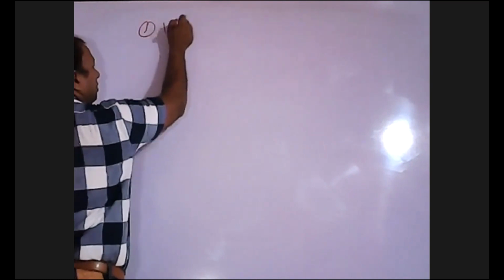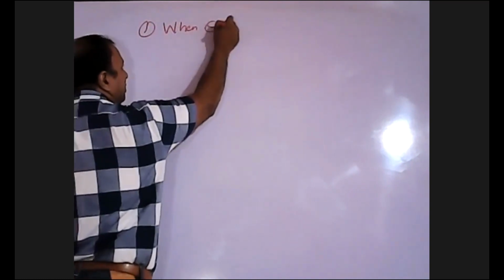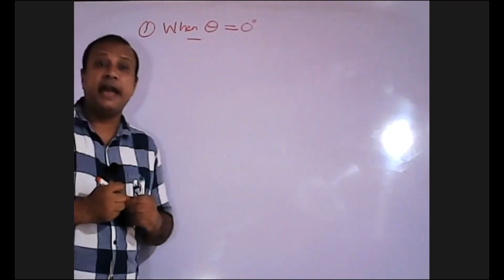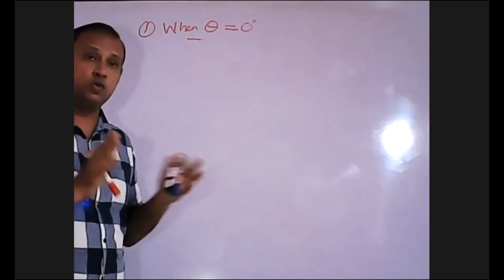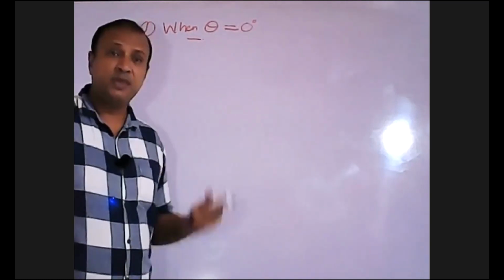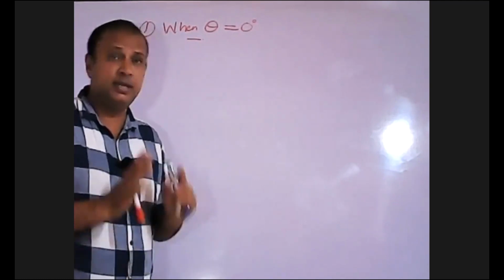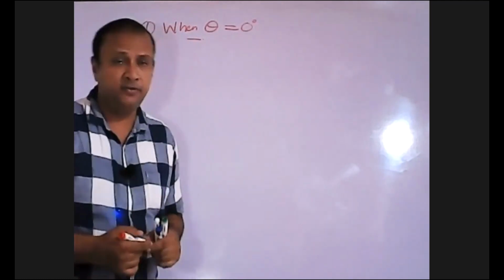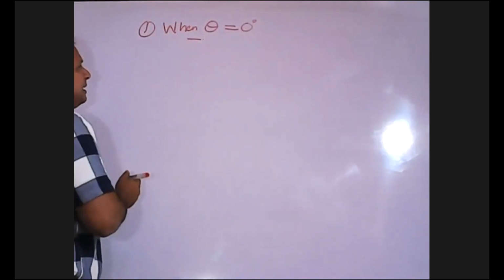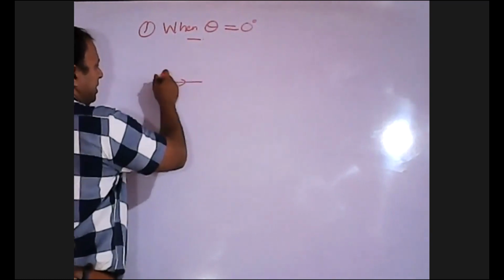Okay. The first case is when theta equals 0. Theta means the angle between two forces or two vectors. That means if the angle between two forces is 0, what will be my resultant force? So what is this case? Theta is equal to 0. You know about this.